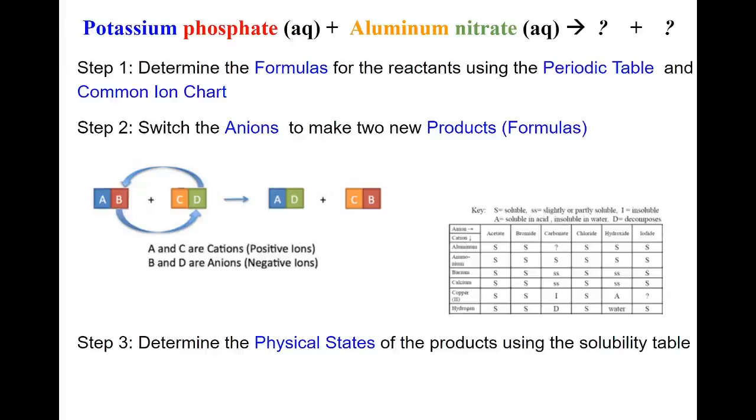Once I know what my 2 potential new products are, I then need to determine their physical states by using the solubility table. Are they solid? Are they aqueous? Are they gas? If both compounds come out to be aqueous, then there was no chemical reaction. But if one of them was a solid or a gas, you did have a chemical reaction, and you should go back and balance your reaction.